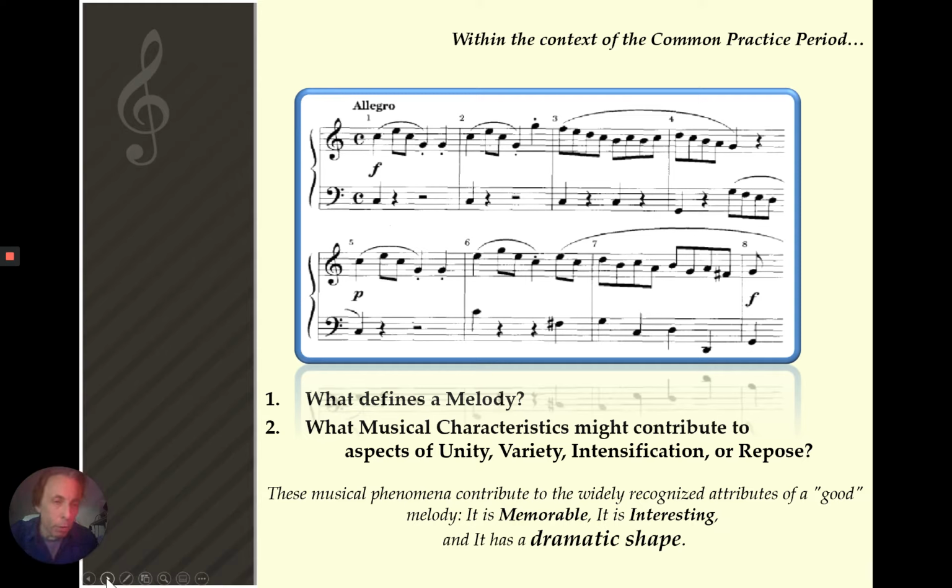All right, name the composer. Good job. Yes, Mozart. Yes, Mozart is famous for his perfect melodies.